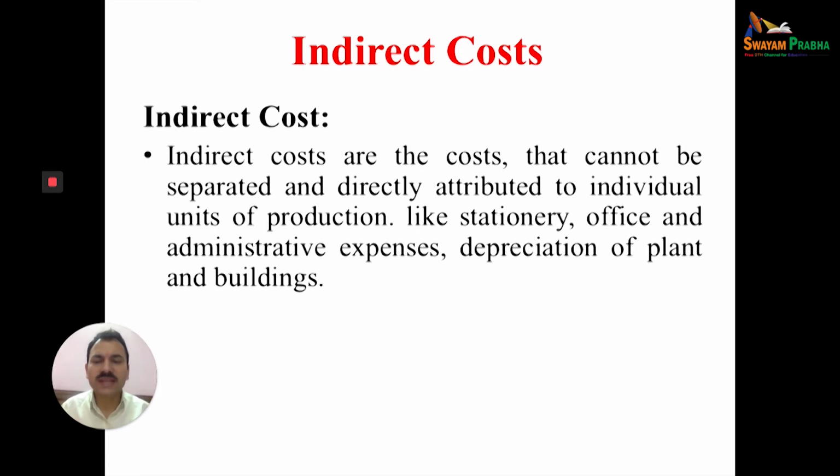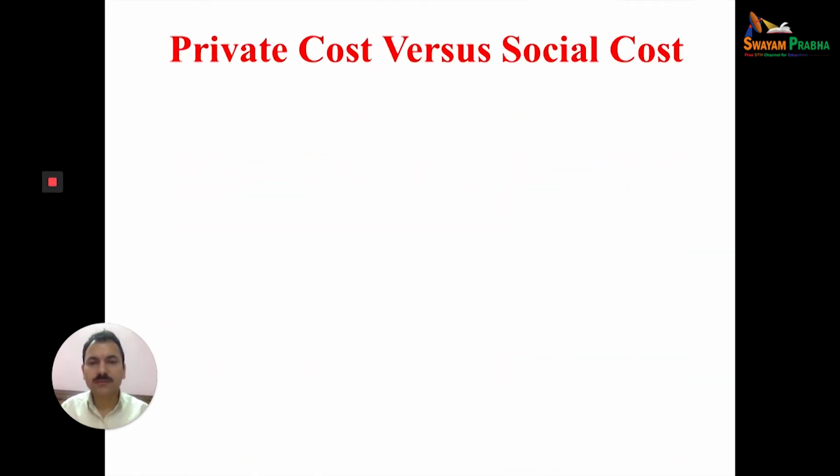You cannot easily calculate the indirect costs, because stationery and office administrative expenses are not directly involved in the production cost of one commodity, whereas direct costs you can easily separate from the product. Now, private cost versus social cost.